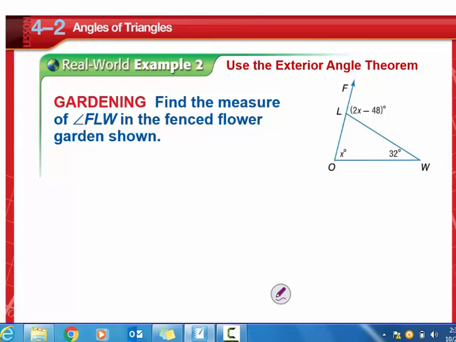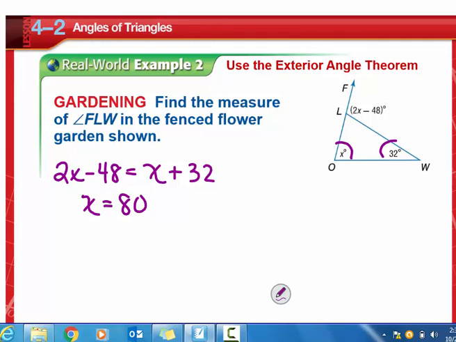So I know that the measure of angle FLW, which is 2x minus 48, must equal the sum of its two remote interiors, x plus 32. And now I'm just going to solve. Subtract x from both sides and add 48 to both sides, and I find out that x equals 80. If x equals 80, then the measure of this angle equals 2 times 80 is 160 minus 48 equals 112.